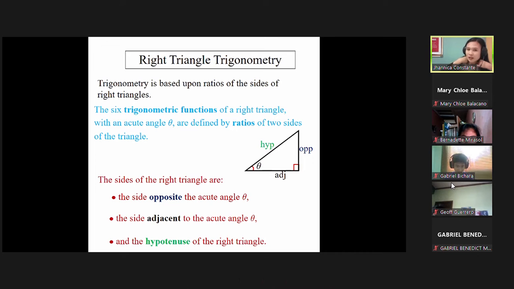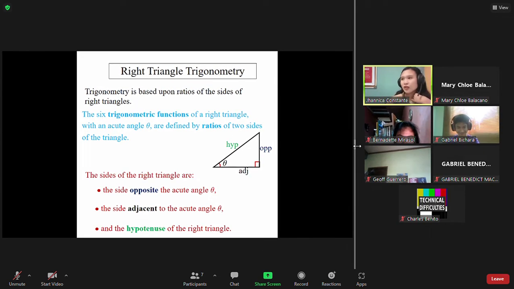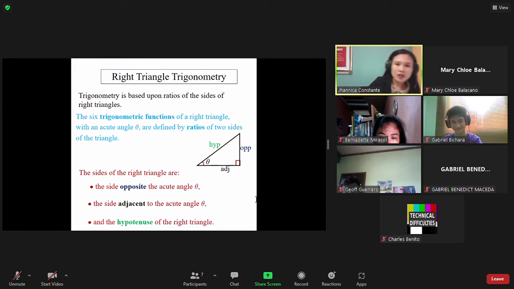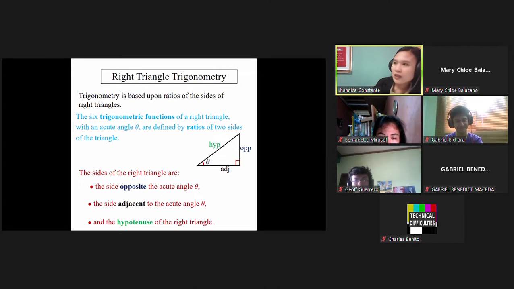Right triangle also. So there are 6 trigonometric functions or trigonometric ratios of a right triangle with an acute angle, which is defined by two sides of a triangle. The ratio is given by the two sides of a triangle. It can be hypotenuse, opposite, and adjacent. The sides of a right triangle are the opposite, adjacent, and the hypotenuse.